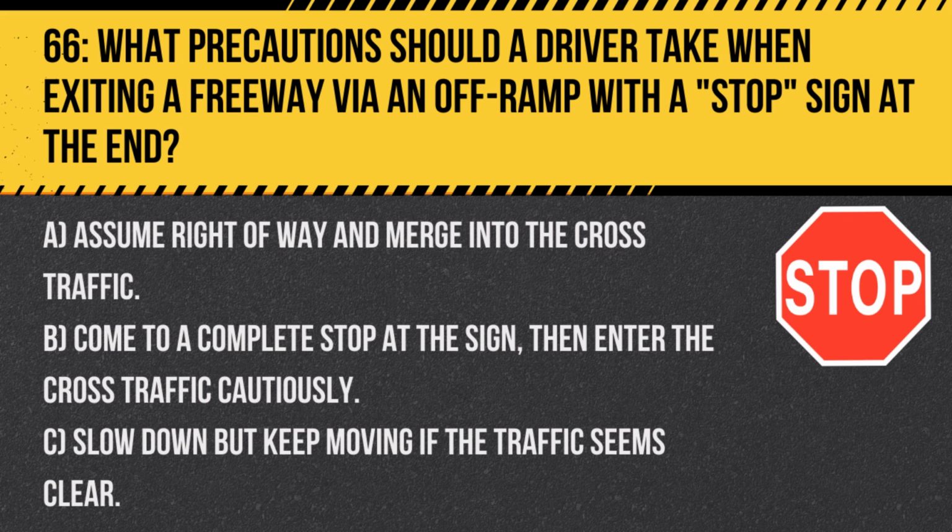Question 66. What precautions should a driver take when exiting a freeway via an off-ramp with a stop sign at the end? A. Assume right-of-way and merge into the cross traffic. B. Come to a complete stop at the sign, then enter the cross traffic cautiously. C. Slow down but keep moving if the traffic seems clear. Answer. B. Come to a complete stop at the sign, then enter the cross traffic cautiously. Stopping fully at a stop sign is legally required and ensures safety.